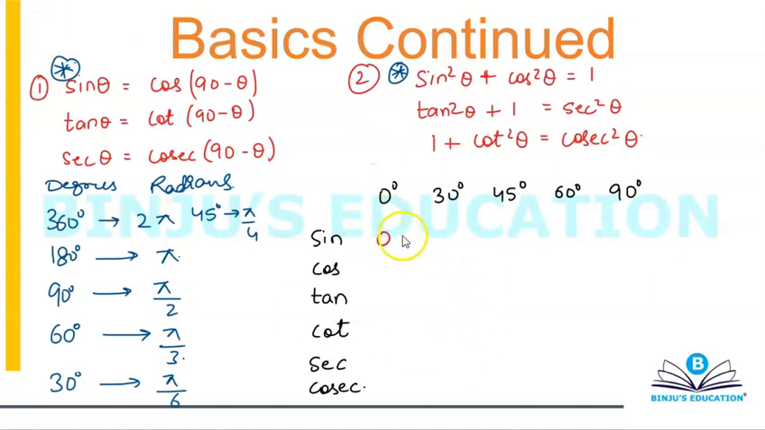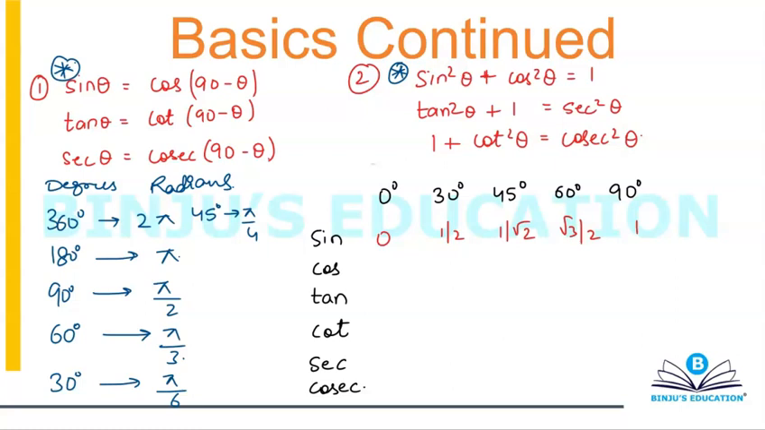So sine 0 is 0, sine 30 is half. Sine 45 is 1 by root 2. Sine 60 is root 3 by 2 and sine 90 is 1. So 0, half, 1 by root 2, root 3 by 2 and 1. These are the 5 values which you need to remember.